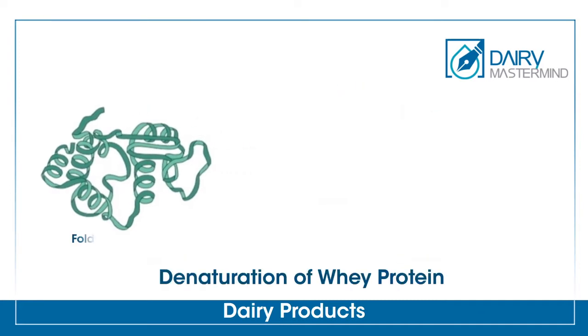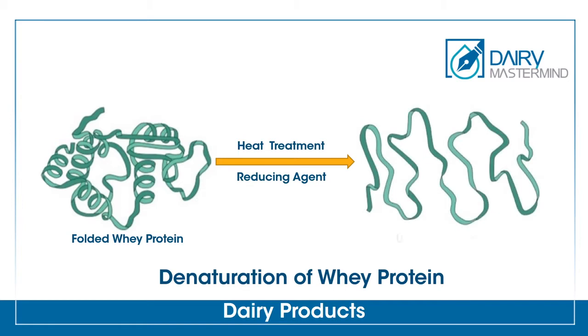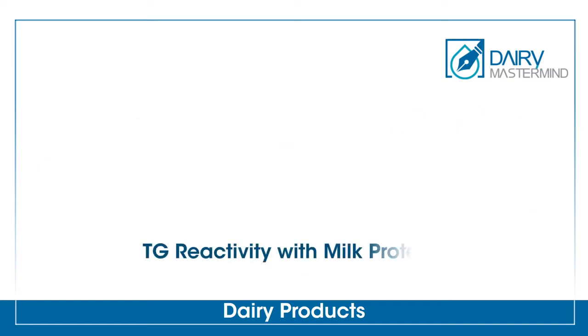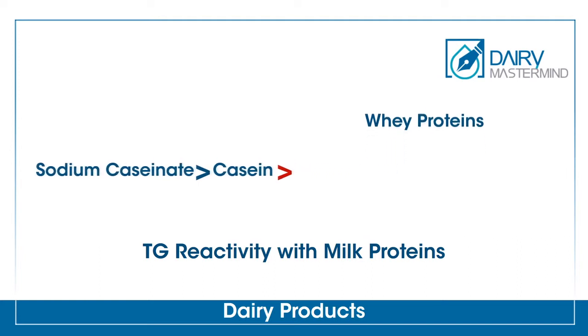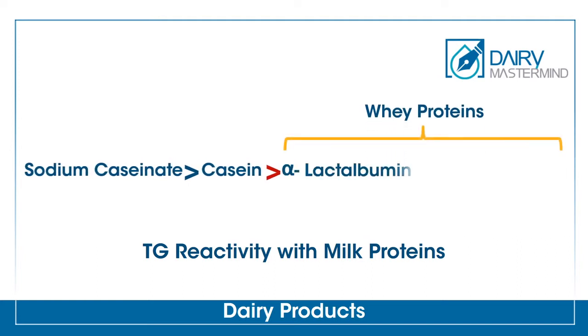Whey protein can become a good substrate when its structure is unfolded by heat treatment or when a reducing agent is used. There are also differences in the reaction with TG between different types of casein as well as whey proteins. In caseins, for example, sodium caseinate is more affected by the reaction with TG enzyme. Among whey proteins, alpha-lactalbumin is more effective than beta-lactoglobulin.